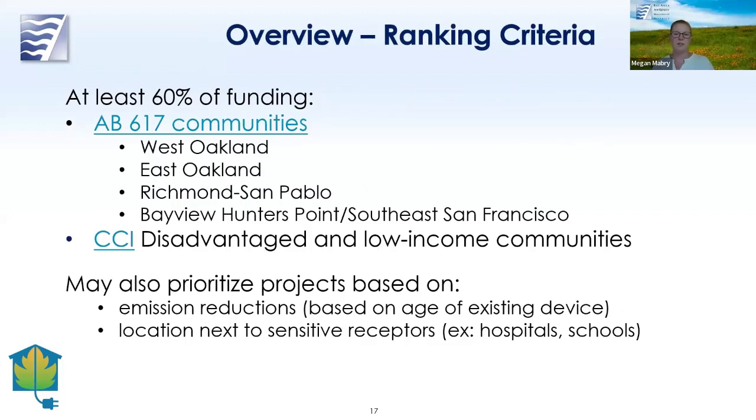Before moving on to application instructions, we also want to clarify that due to limited funding, the Air District will be prioritizing projects in specific communities that are overly burdened. At least 60% of available funding will be awarded to projects in the AB 617 communities of West Oakland, East Oakland, Richmond, San Pablo, and Bayview Hunters Point, Southeast San Francisco, or in California Climate Investments designated low income and/or disadvantaged communities. Projects may also be prioritized if they are located near sensitive receptors such as hospitals and schools. If we are oversubscribed, projects may also be prioritized based on emissions reductions, which are based on the manufacture year of the wood-burning device that would be replaced. We do encourage all eligible participants to apply.